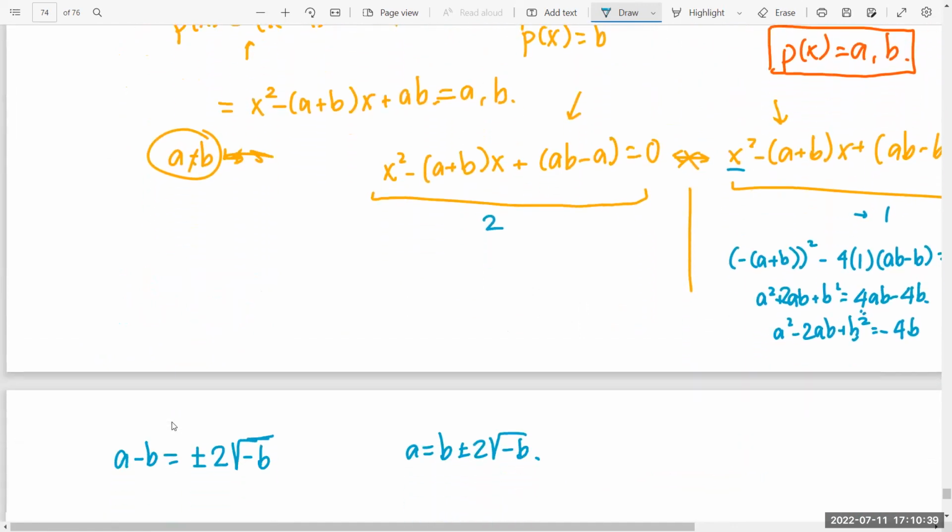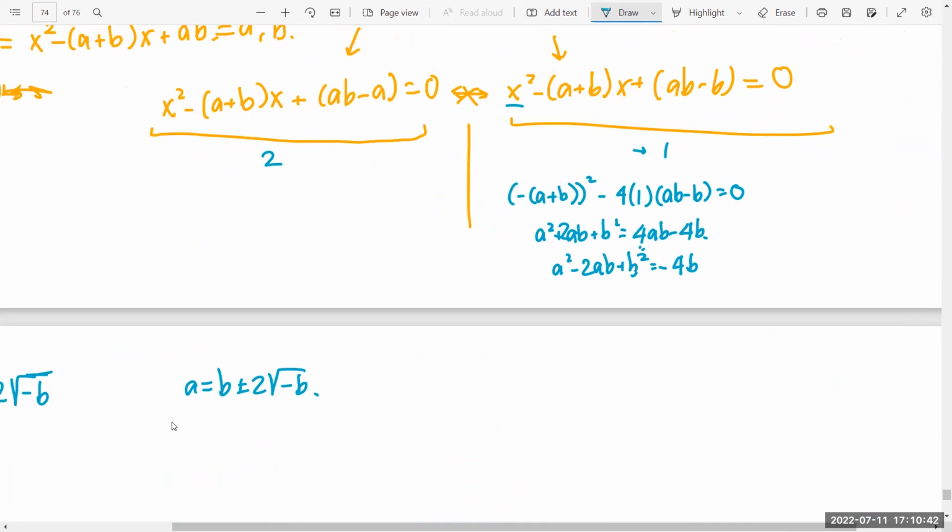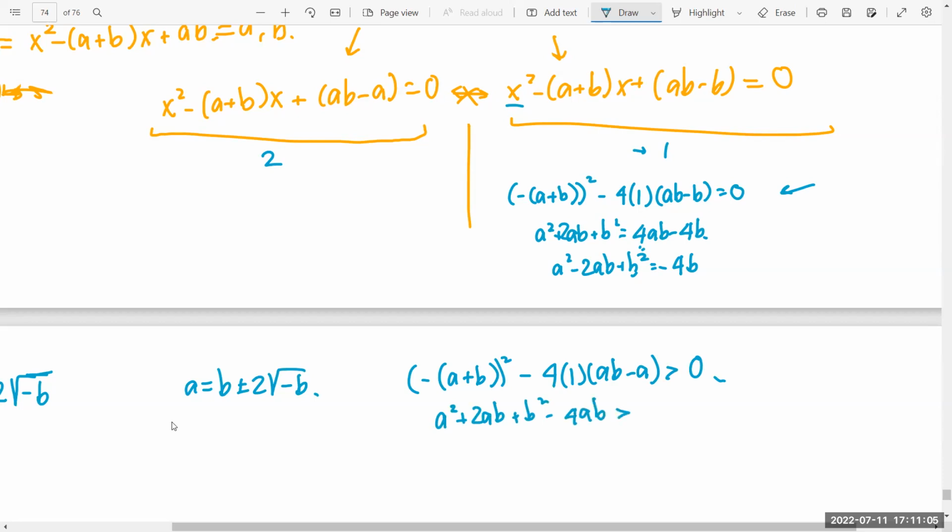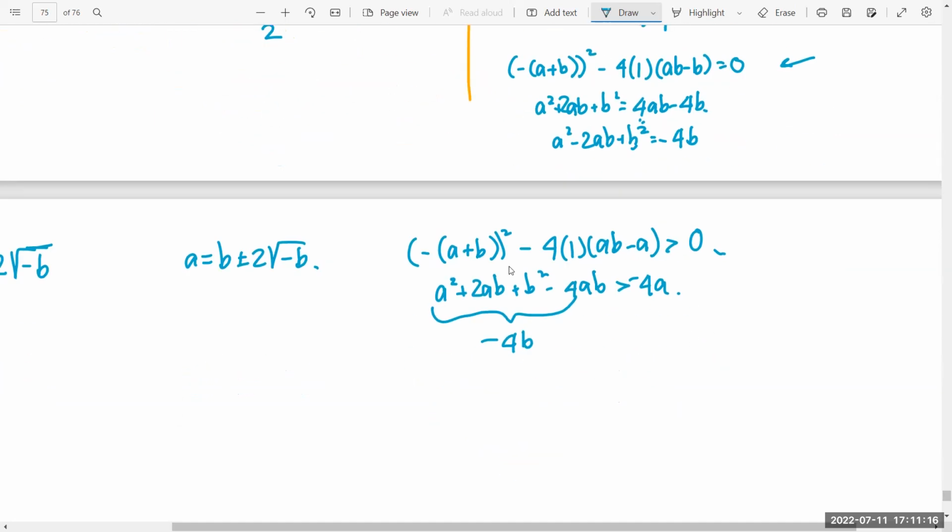So let's figure that out by looking at the second equation. We know that if this has 2 real roots, then we have that a plus b squared, so same thing, discriminant minus 4 times 1 times ab minus a is greater than 0. And since this is equal to 0, you can look at how these differ. We see that a squared plus 2ab plus b squared minus 4ab is greater than negative 4a. That's one way of writing this equation. And we know this is negative 4b, so negative 4b is greater than negative 4a, which also means that b is less than a when we divide by negative 4 and switch the inequality sign.